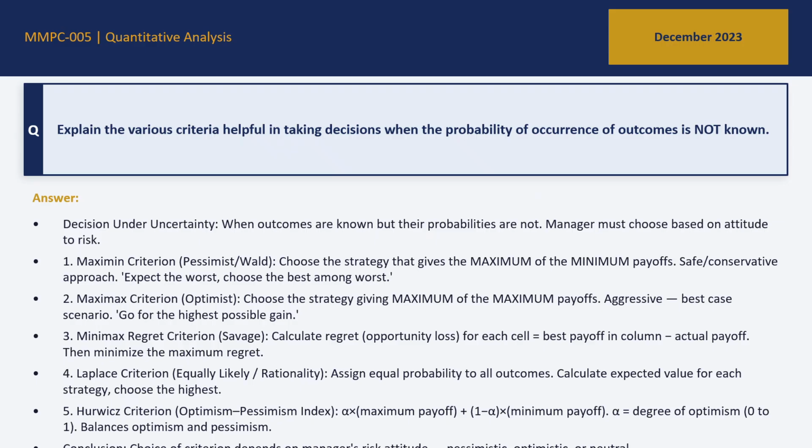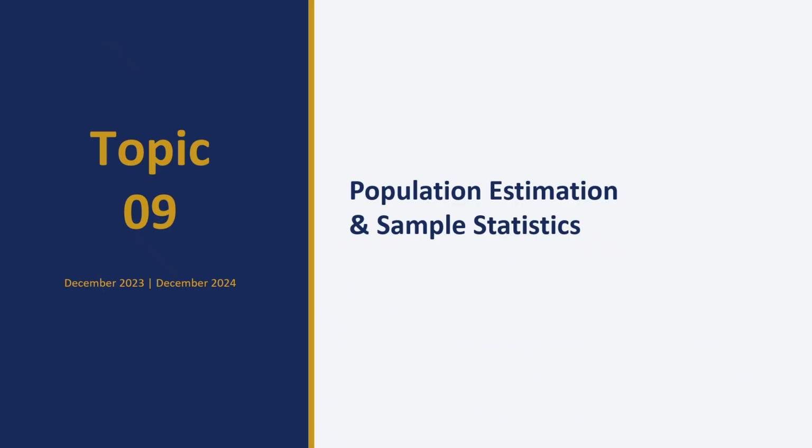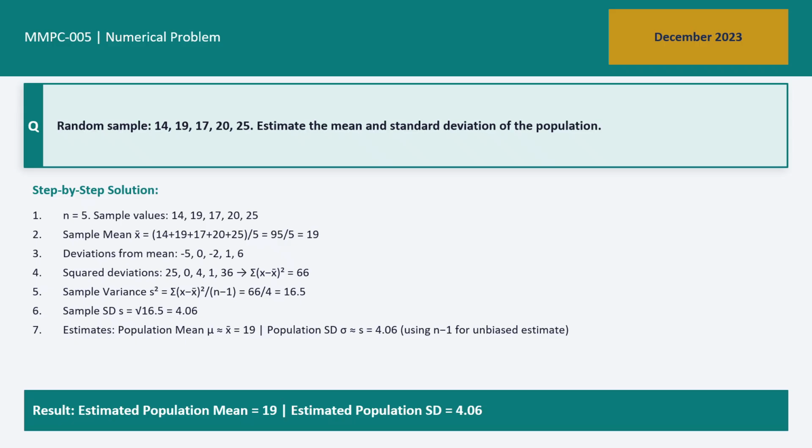Next is decision theory under uncertainty. When probabilities are not known, decisions are taken using criteria like maximin, maximax, minimax regret, Laplace, and Hurwitz. Each depends on manager's attitude towards risk, pessimistic, optimistic, or balanced. Now let us solve population estimation problem. We calculate sample mean and sample standard deviation and use them as estimates of population parameters. Remember, always divide by n-1 for unbiased estimate.